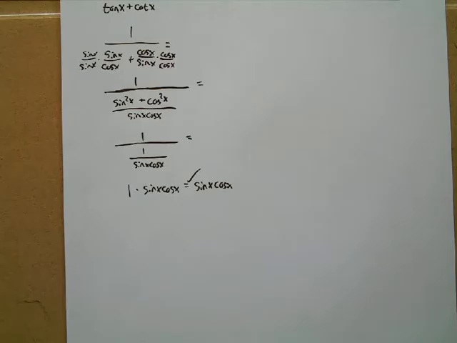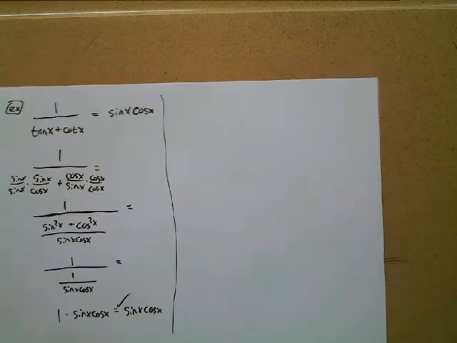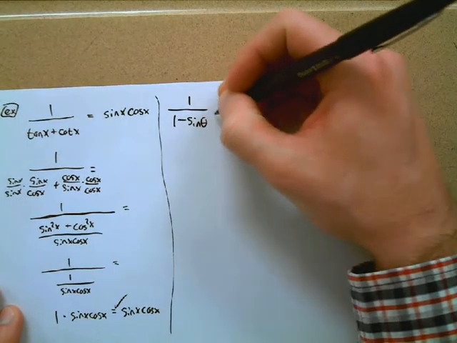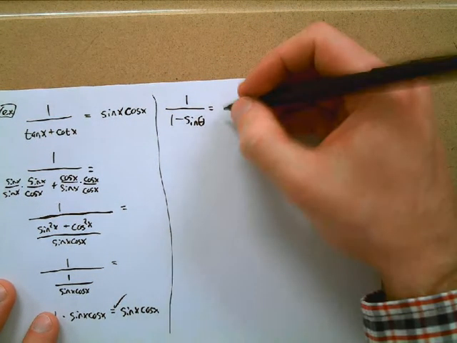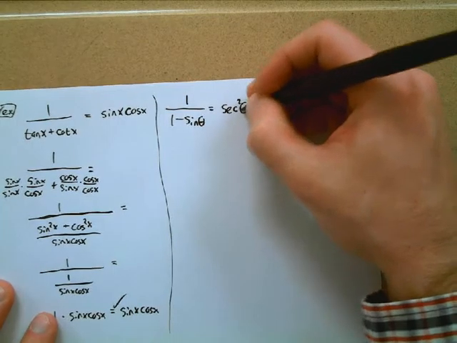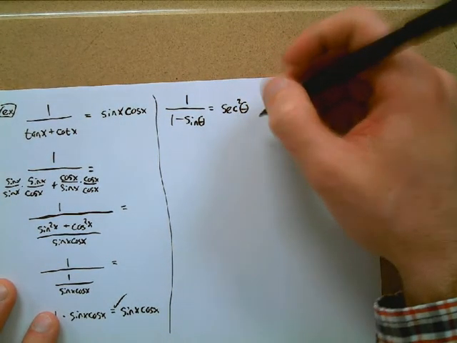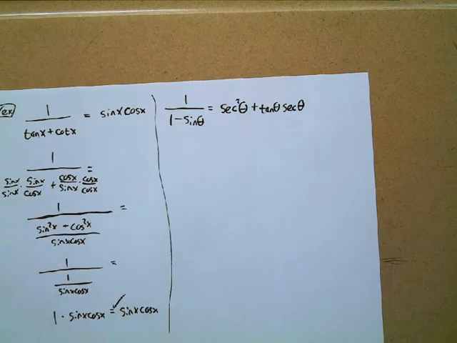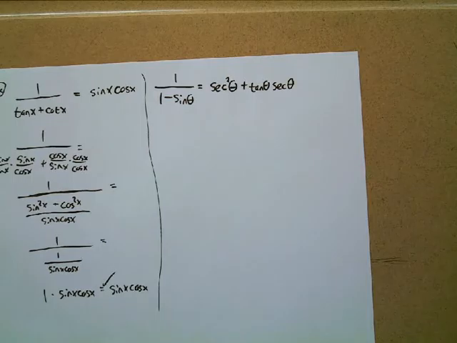Alright, let's do one more, and then we'll have you try one on your own. So 1 over 1 minus sine theta equals secant squared theta plus tangent theta secant theta. Make sure I have that one set up right.